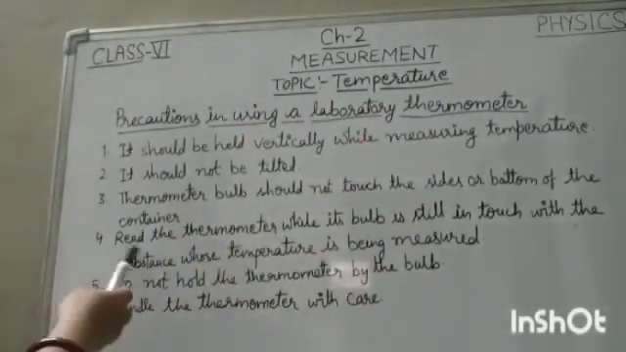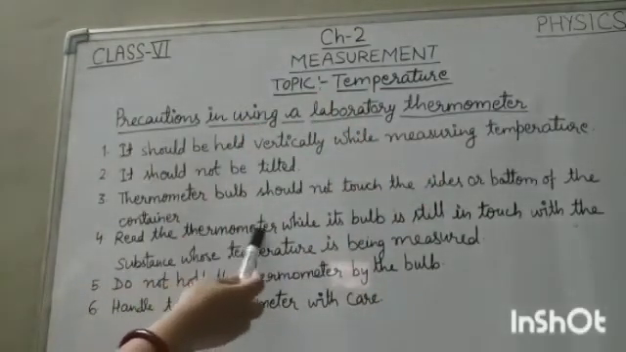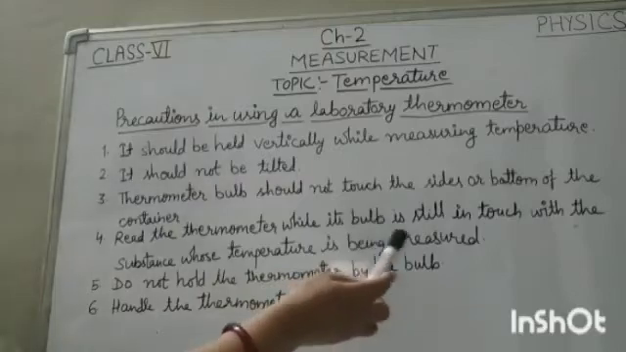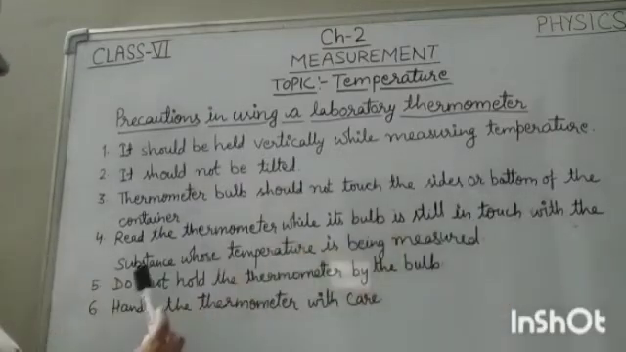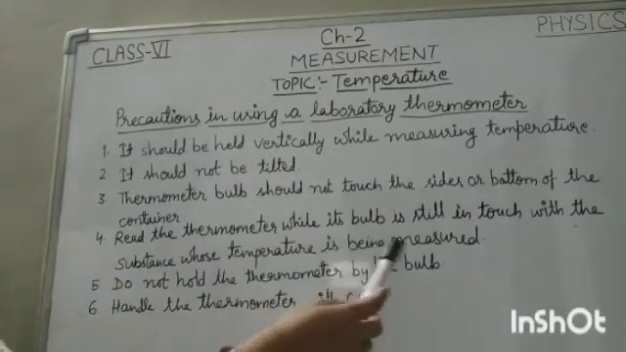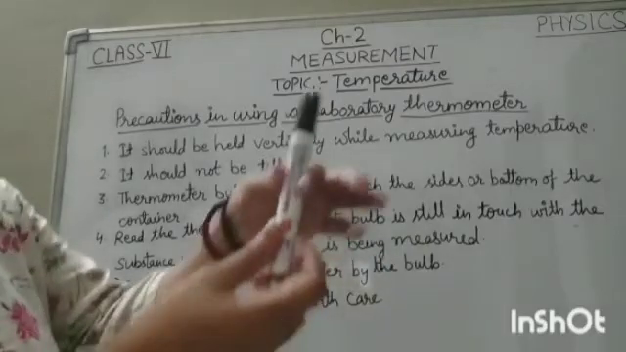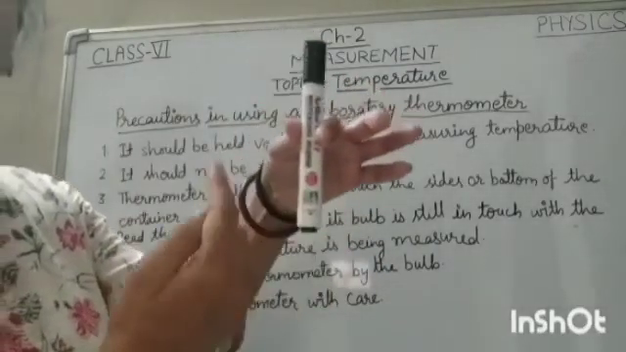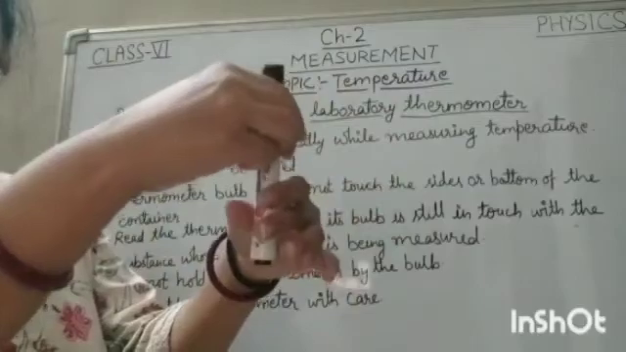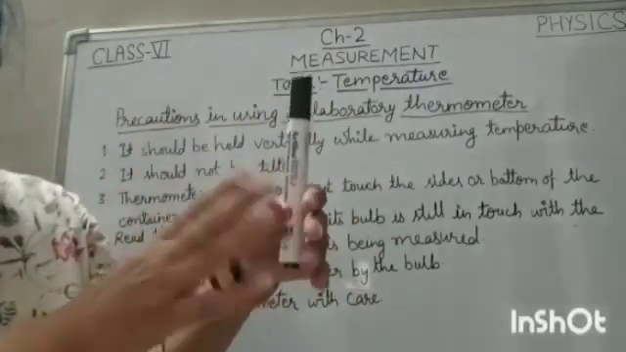Okay, now the fourth one is, read the thermometer while its bulb is still in touch with the substance whose temperature is being measured, which means it should be surrounded by the substance whose temperature is to be measured.